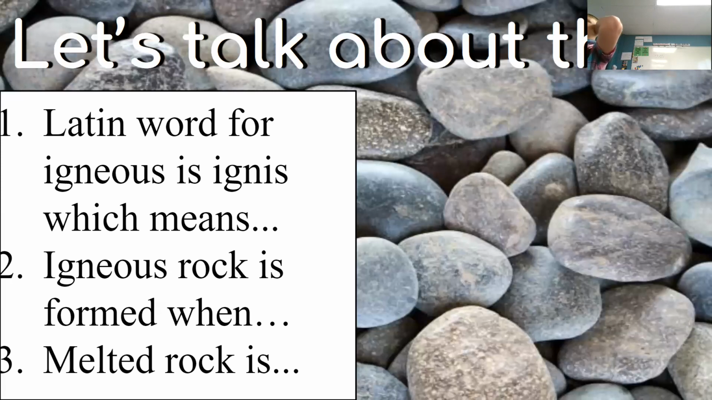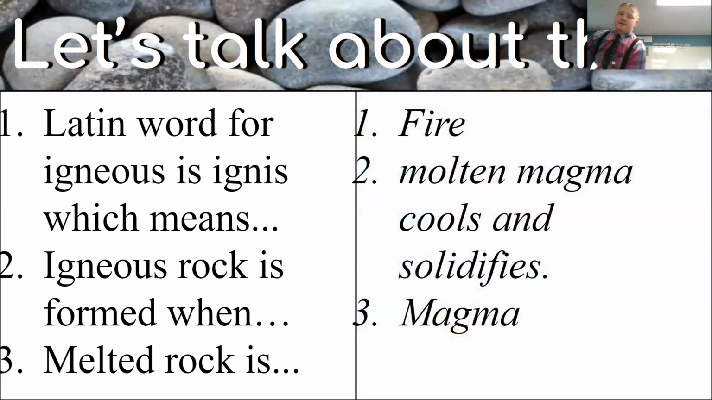I'm going to pick someone who's quietly raising their hand. Grace? Fire, good. Number 2, igneous rock is formed when? Jacqueline? Melted rock. Yep, when melted rock cools, perfect. And then melted rock is what? Max? Lava. Yep, so fire, molten magma cools, and then magma, not lava, magma. No, it's magma, not lava.